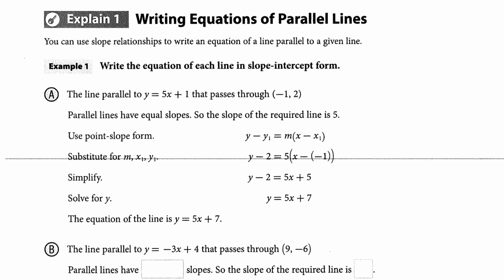It says substitute for m, x1, and y1. We know that the m must be 5. And we also have the point -1, 2. Then they simplify by using the distributive property. We can see 5 times x is 5x. And then 5 times +1 is 5. They add the 2 to the other side, leaving them with the equation y equals 5x plus 7.